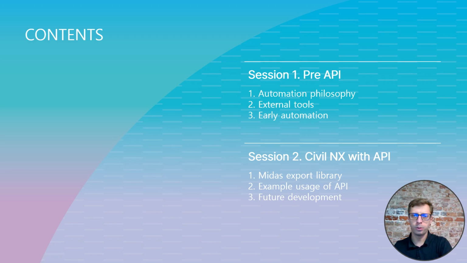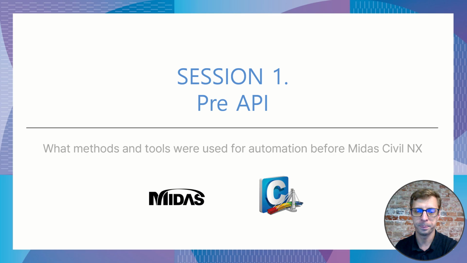The session will be divided into two parts. Essentially, the first part, pre-API, or what some might call semi-automation, where I'll talk about my approach to automation with MIDAS Civil and generally automation, some tools that I've developed to use with MIDAS, and some early examples of automation, or essentially semi-automation. In the next part I'll show some examples using Civil NX and the API, and some of the tools developed to work in conjunction with the API itself.